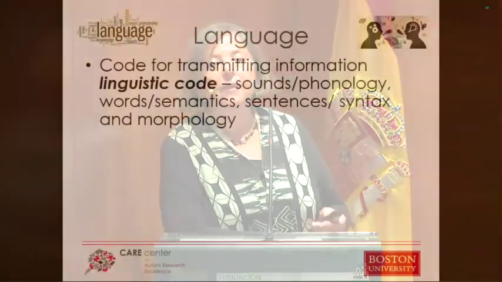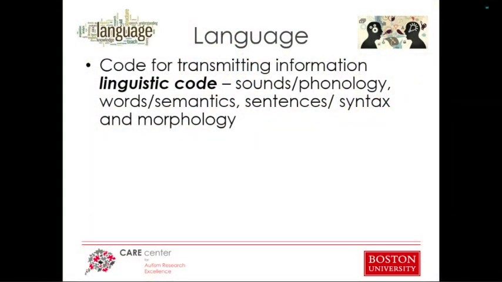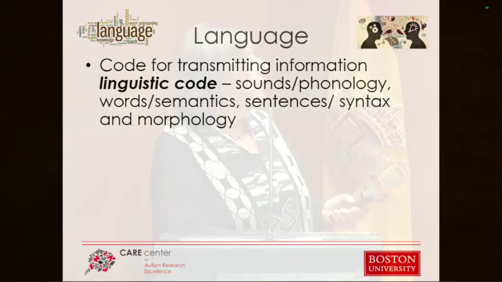Okay, so what is language? Well, language is a very complex and multifaceted construct. We can think of it primarily as a code that we use for transmitting information. This is what we call the linguistic code. It's made up of the sounds and the grammar and the vocabulary of language. But all of that, the structure or the linguistic code, serves communicative needs. That's why we acquire language, is to be able to communicate with one another.